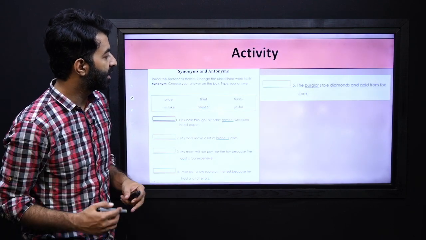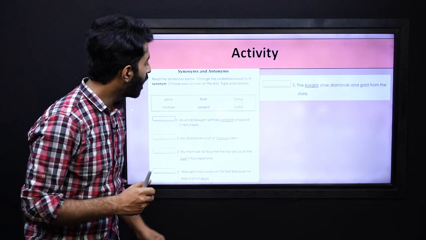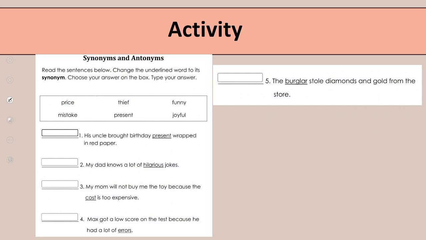Now, here is an activity with a word bank given. Now, let's see how we can solve it. So, students, be very much attentive. We have to read the sentences below, change the underlined words that are over here with the words that are given in the word bank. His uncle brought birthday present wrapped in red paper.